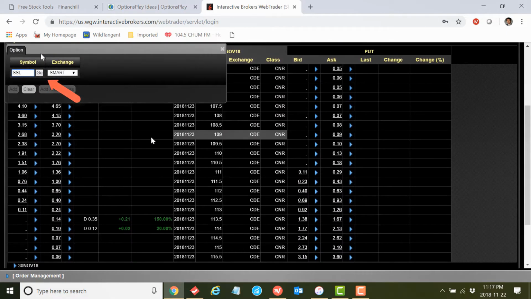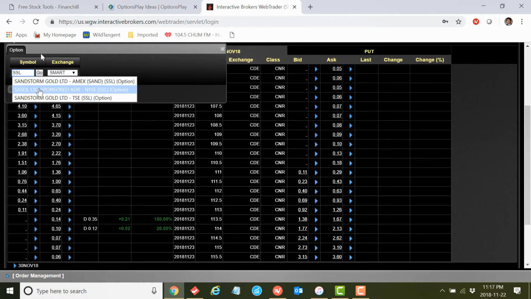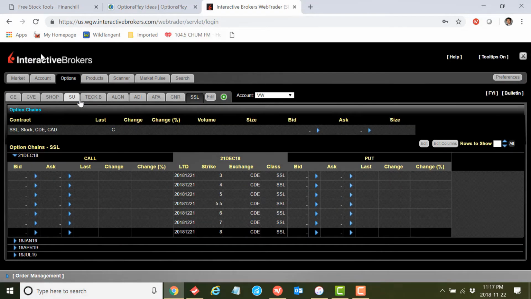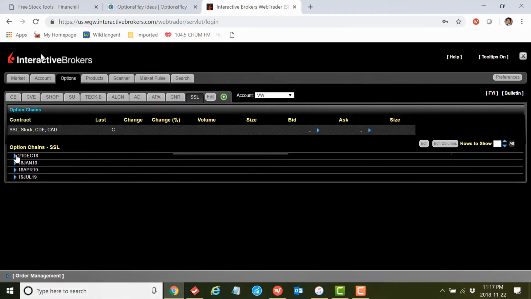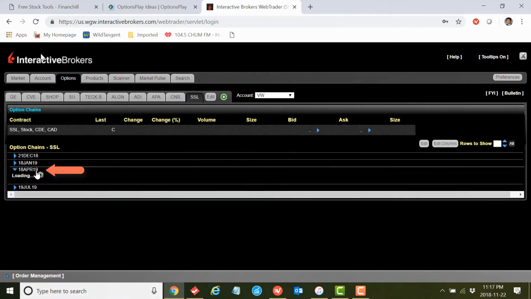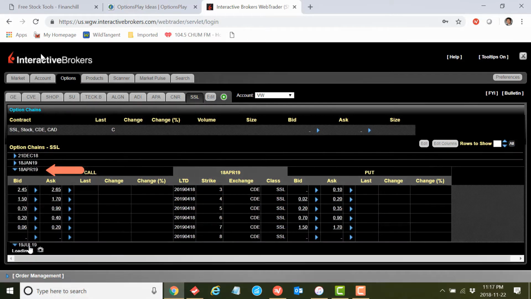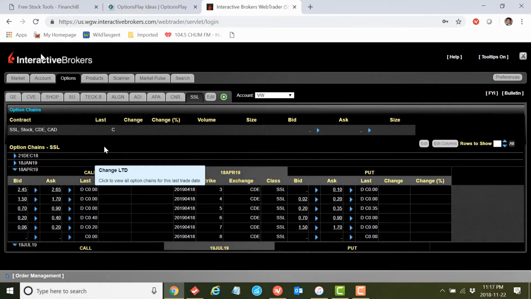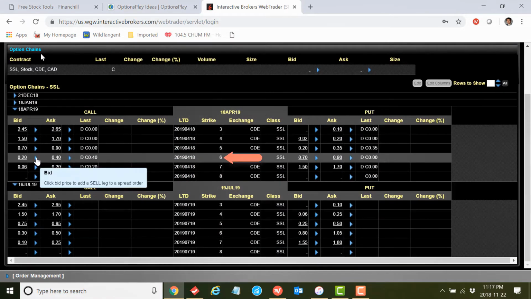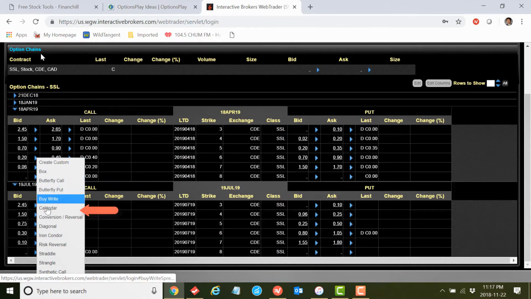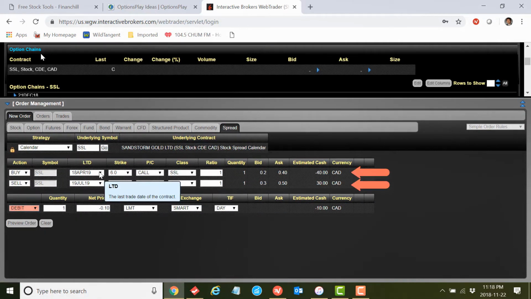So we will enter the symbol and select the one for Toronto market. And of the various expiration dates, I will select April. And for April, I want the $6 strike price. And from my menu here, I want calendar. So I am buying in April and I'm selling in the January.